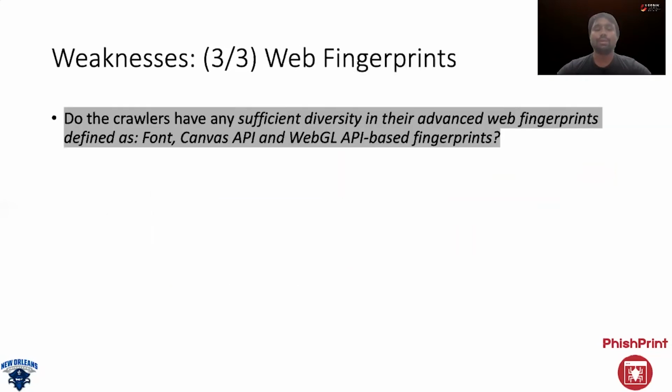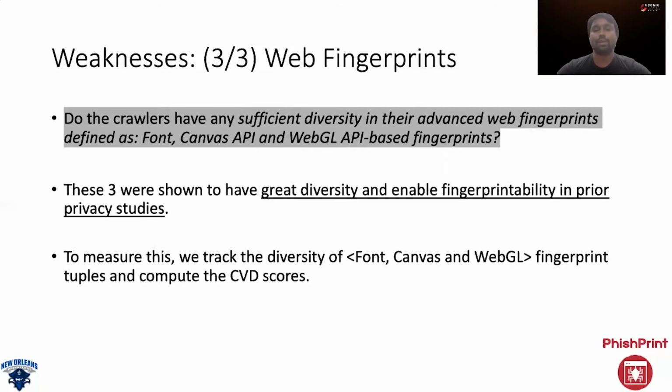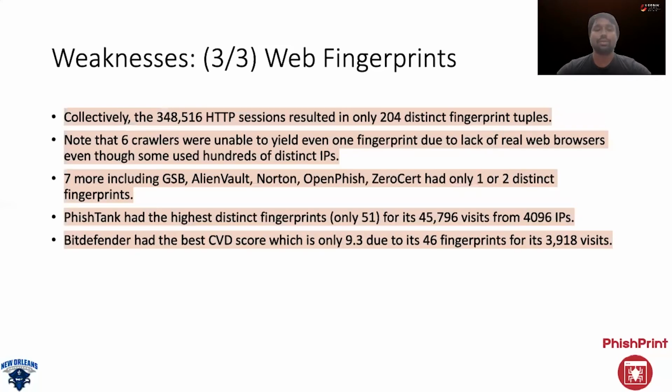On the web fingerprints, we wanted to find out whether the crawlers have sufficient diversity in their advanced web fingerprints, such as font, canvas, and WebGL. The reason we picked these three is that prior privacy studies have shown that they provide greater diversity and fingerprintability. To measure this, we track the diversity of font, canvas, and WebGL with a tuple and compute their CVD scores.